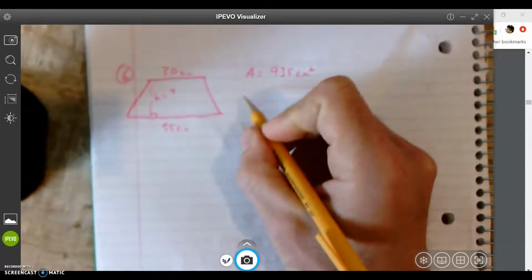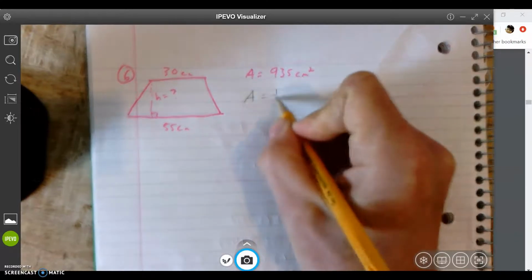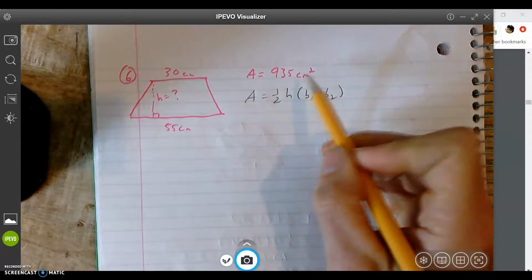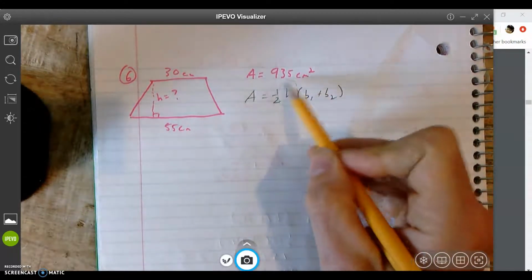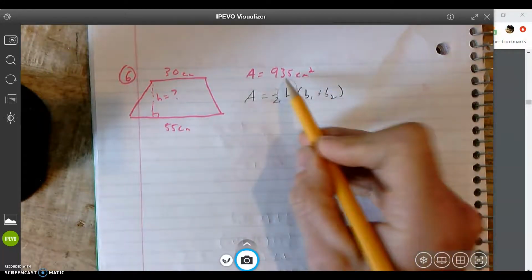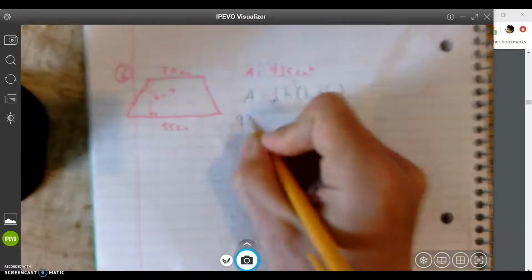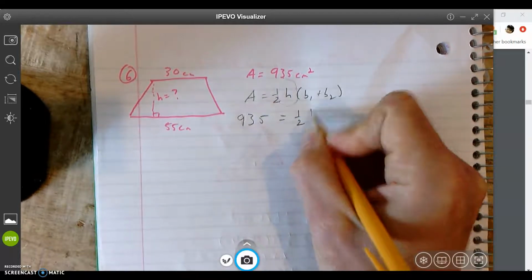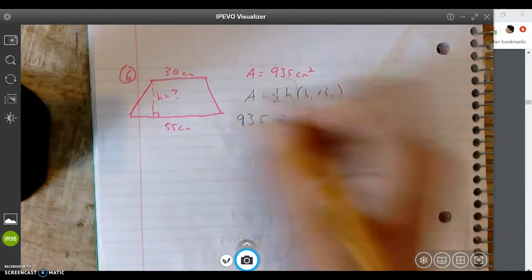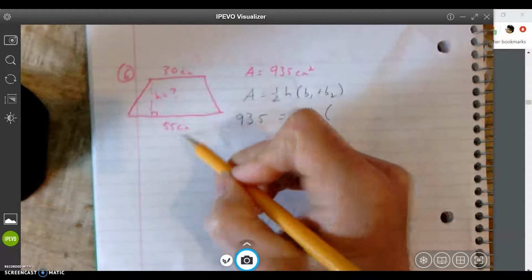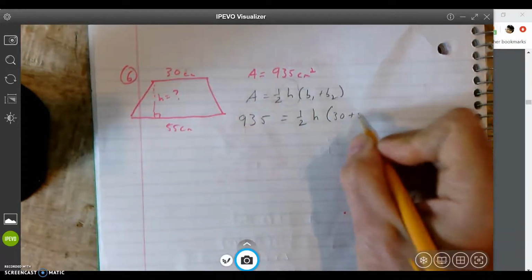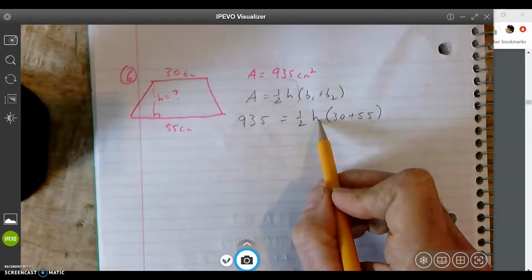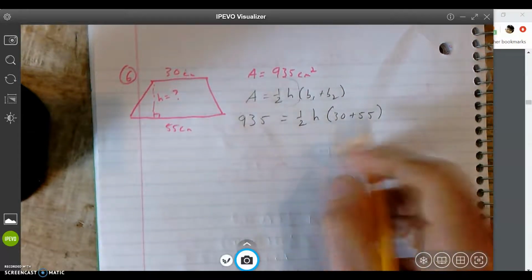Let's see. So I know the area equals 1/2 times the height, base 1 plus base 2. And this is what I'm looking for, is the height right here. So do I have everything else? Let's see. So the area, I'm just going to plug and chug, is 935 equals 1/2 times the height. I don't know that. And I got the two bases, right? 30 and 55. 30 plus 55. Boom. Okay, so now I'm just solving for h. No problem. How do I do that?